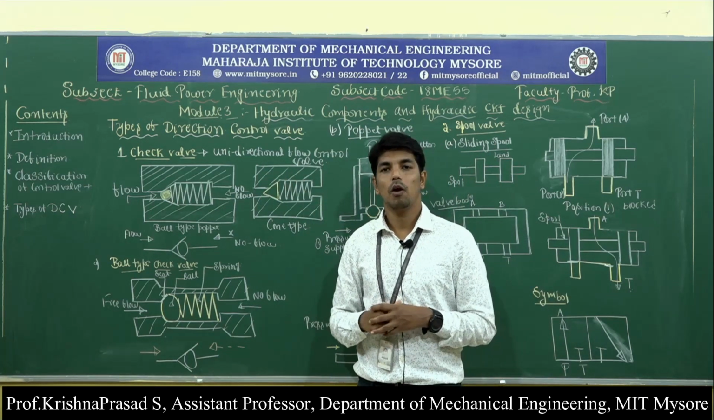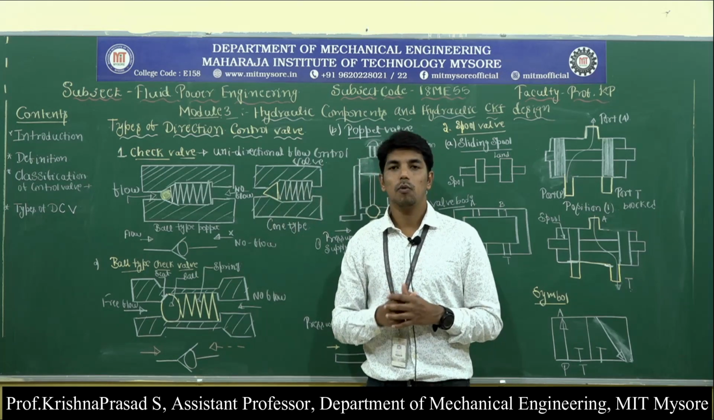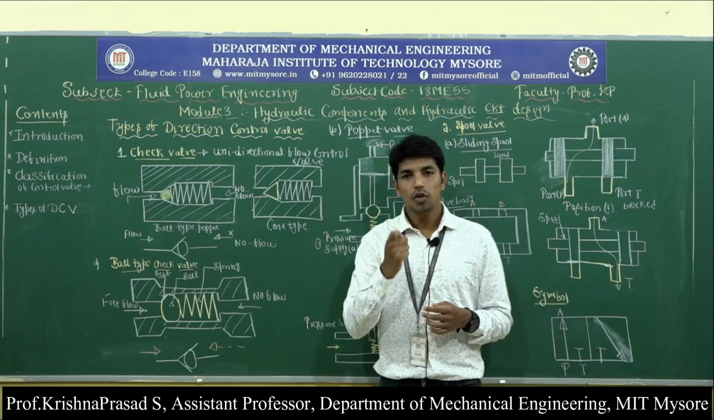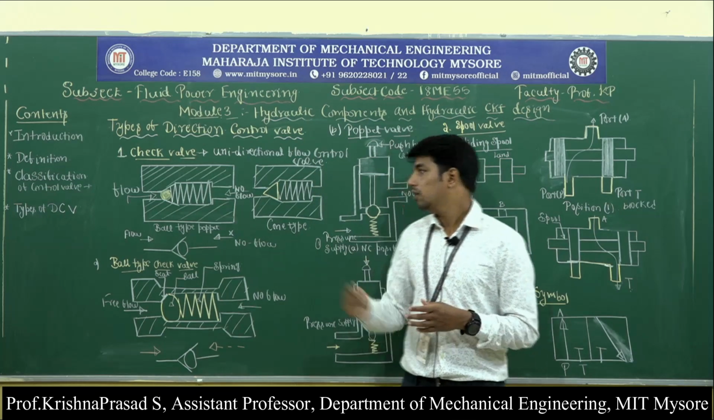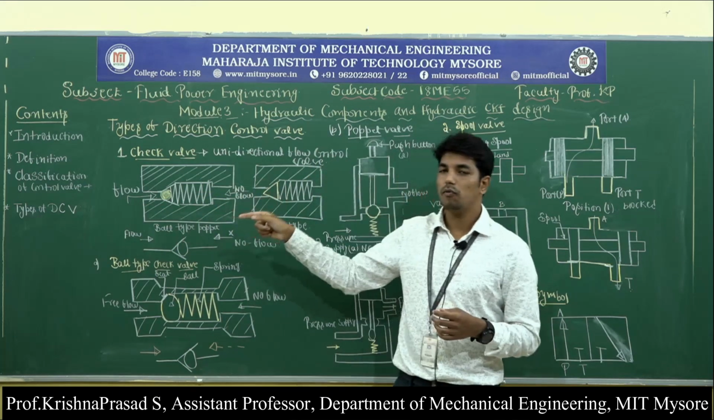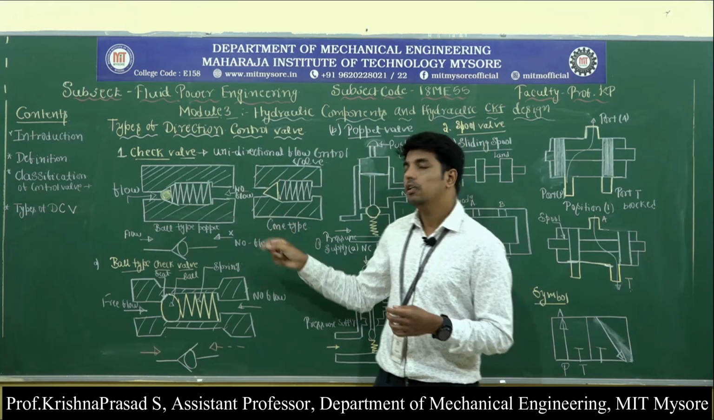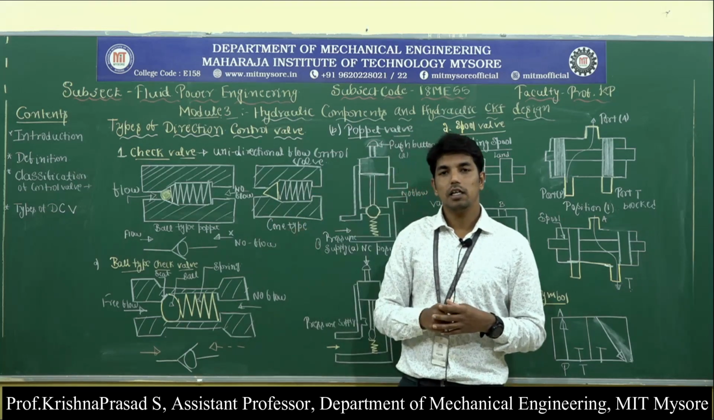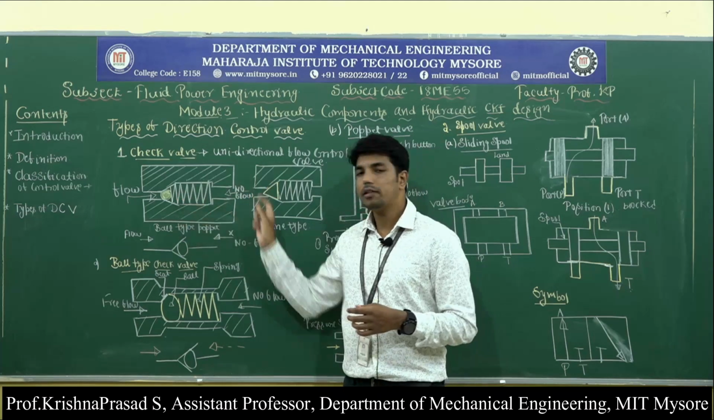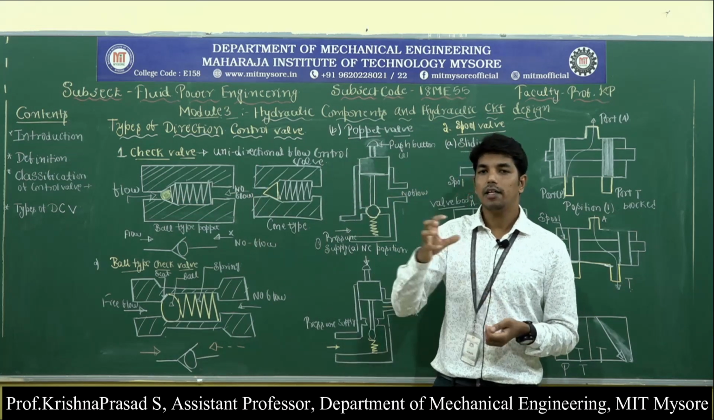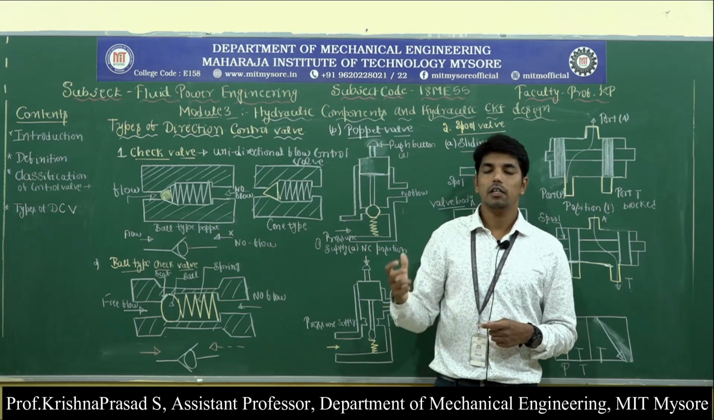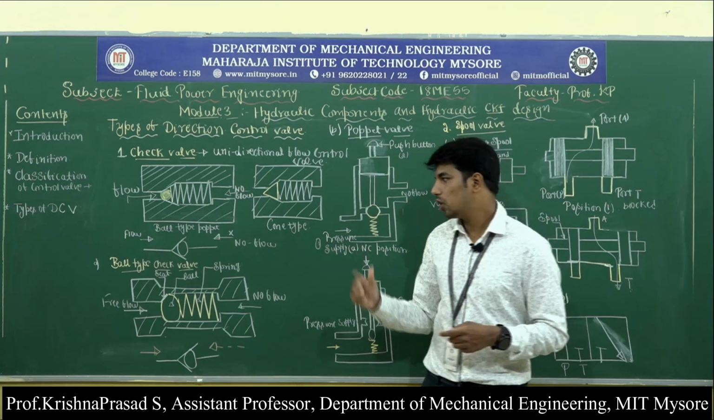So what is meant by the check valve? The check valve allows the flow in only one direction, that's why it is called a unidirectional flow control valve. It allows the flow in the forward direction and does not allow the flow in the reverse direction. There are various types of internal valving element we can use in a check valve: ball type, cone type, disc type, or a ball placed over the valve seat.